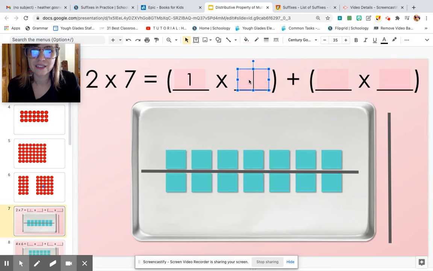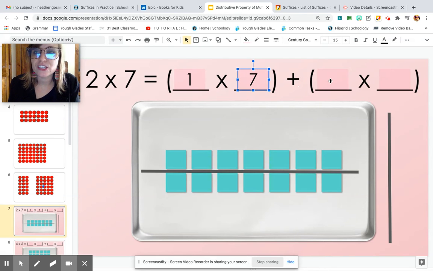of 7. I paused there to see if you would answer it before me. One group of 7, because I have 7 columns still. And I know that by just looking at this fact over here. If 7 is in my second factor, I know that that represents my columns. So I have one row of 7 plus, that plus sign is there just to remind us that we're going to have to add this back up again so we can get the answer to 2 times 7. So that's why that's there.